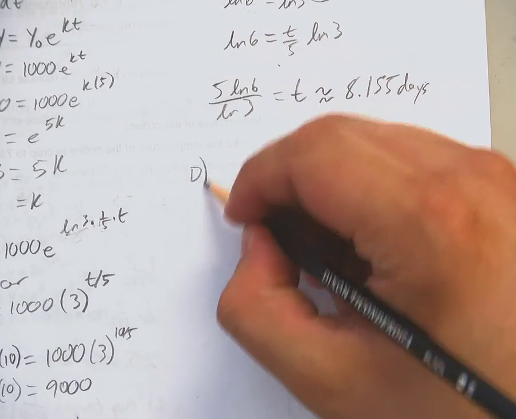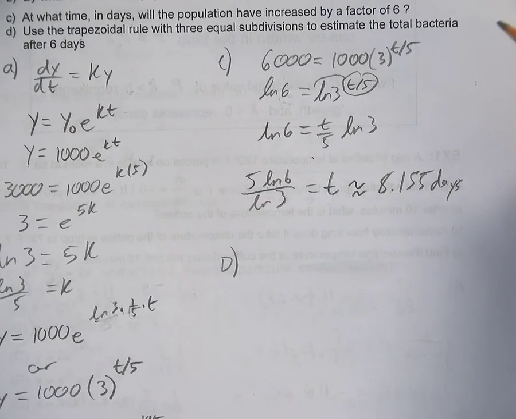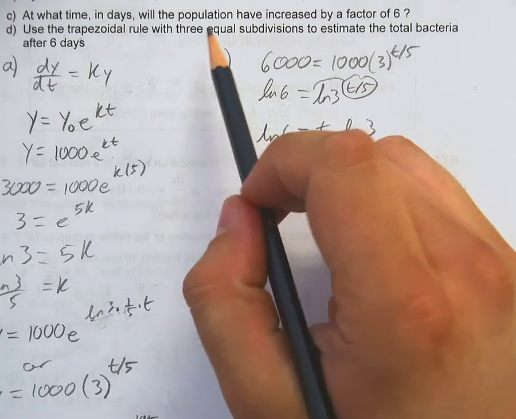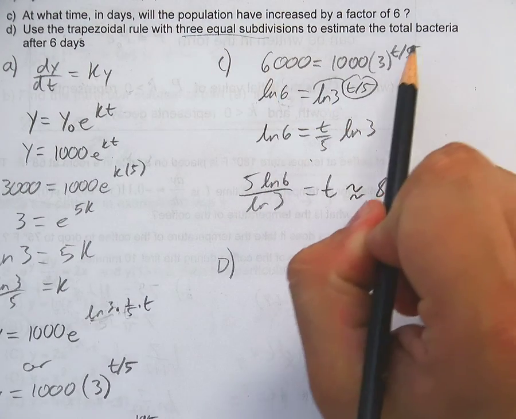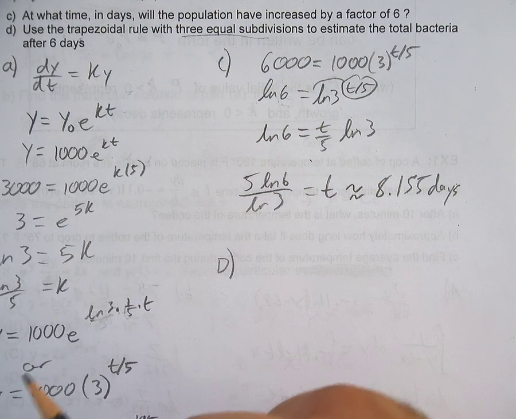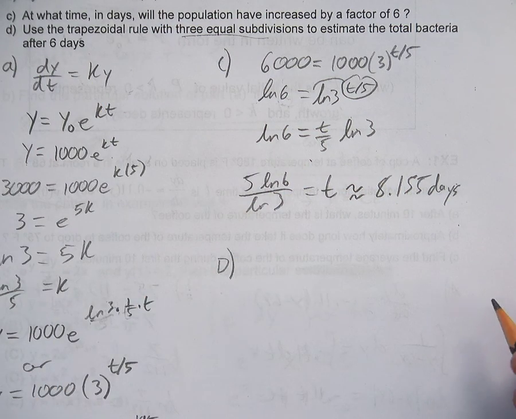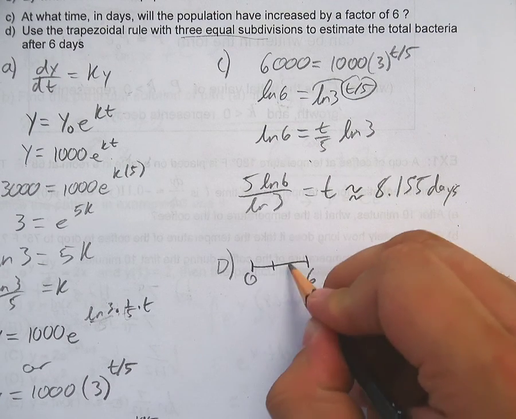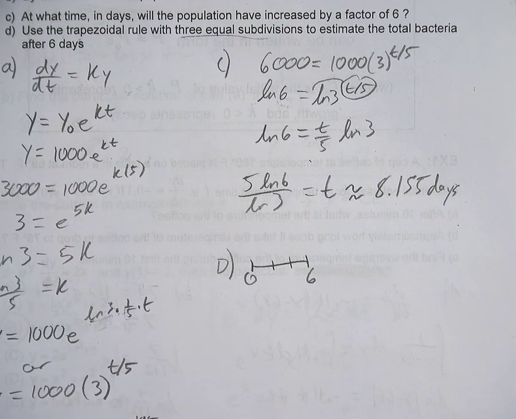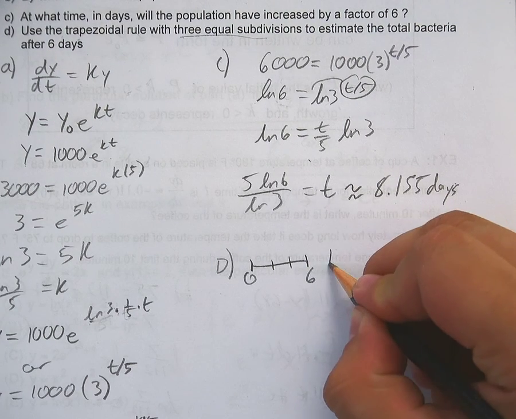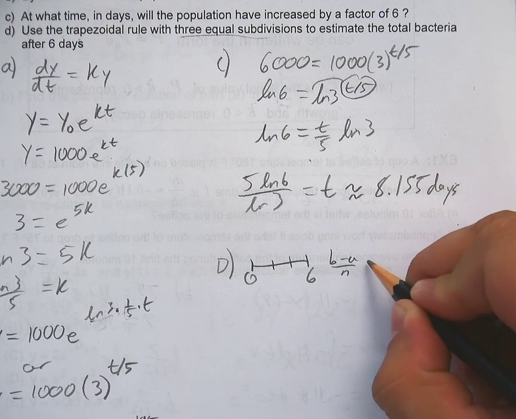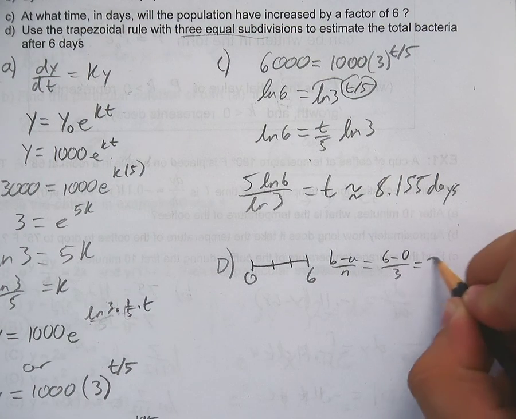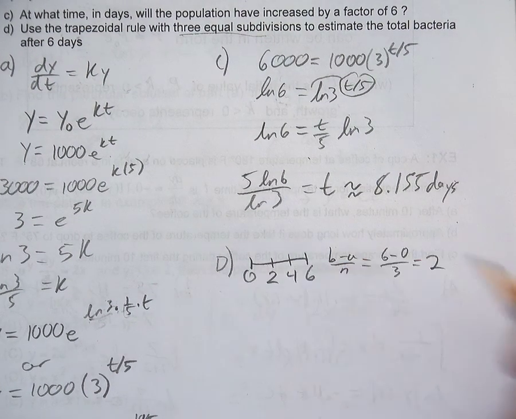All right, last one, D. D says to use the trapezoid rule with 3 equal subdivisions to estimate the total bacteria after 6 days. Okay, this should be fun. So I've got from 0 to 6 days using 3 subdivisions. Remember, it's b minus a over n, which is 6 minus 0 over 3 subdivisions. So every one is 2. So this is 2, this is 4.